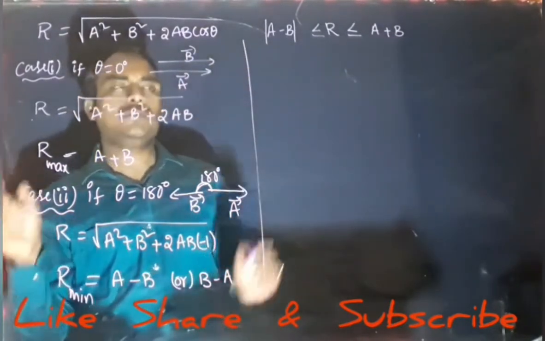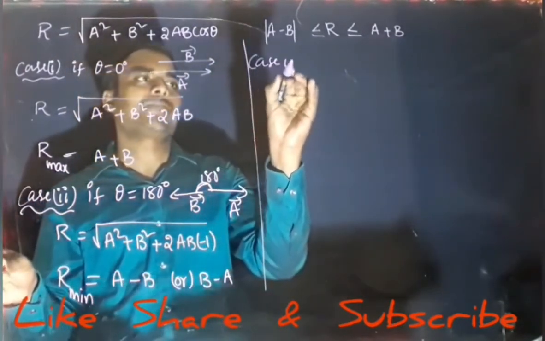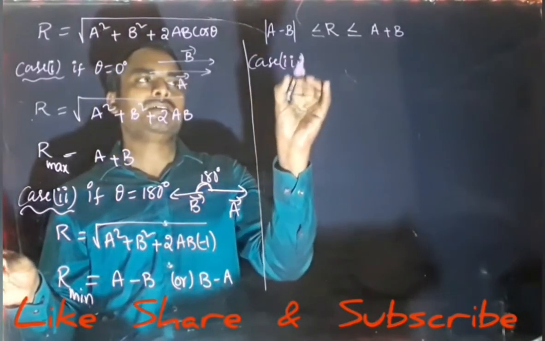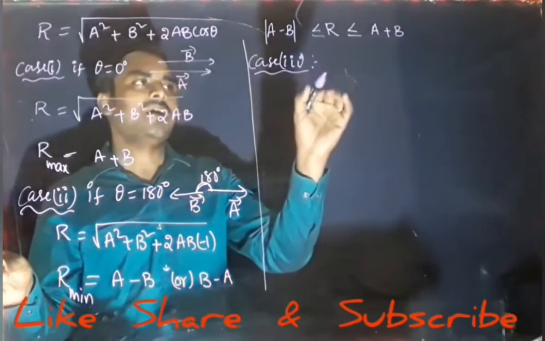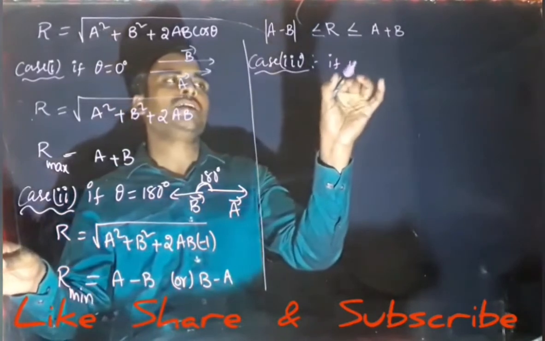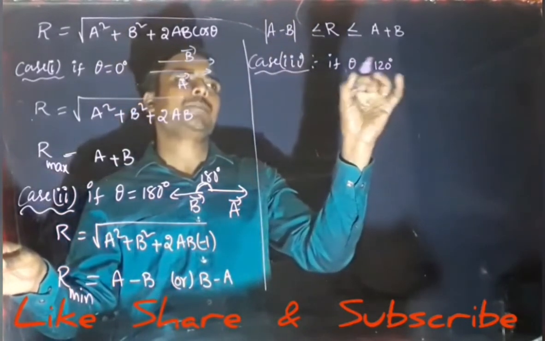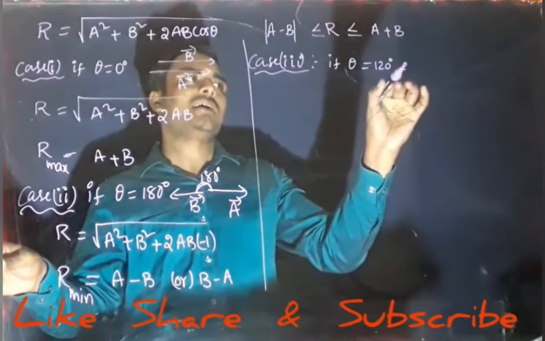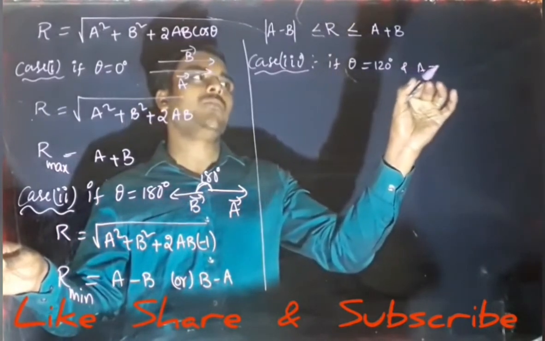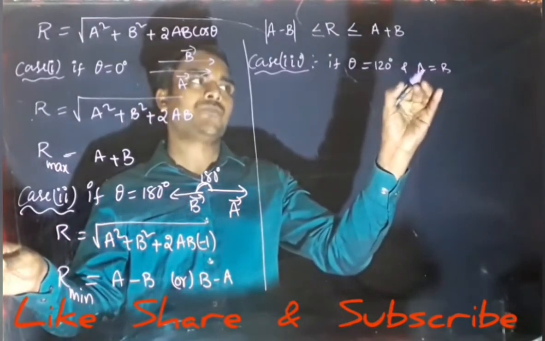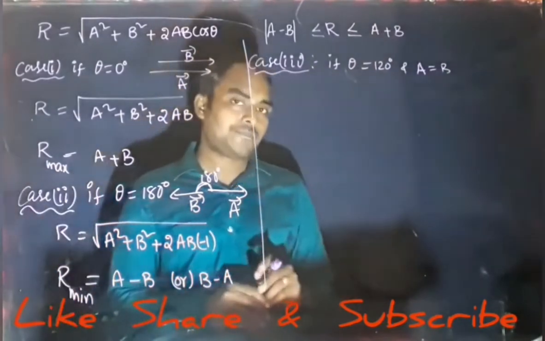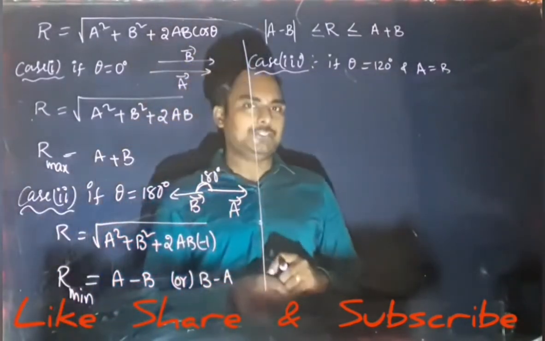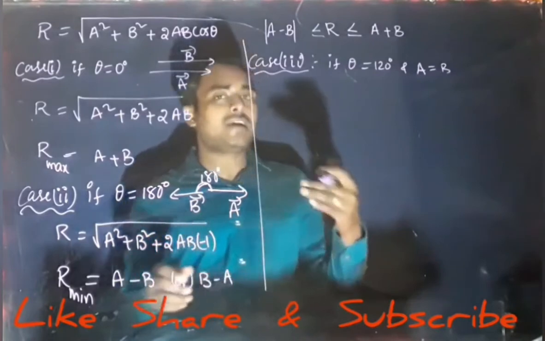Next, another case, let us do case 3. This is an important case if you remember. If theta is 120 degrees and A and B are both equal in magnitude. They are not equal vectors, they are equal in magnitude. So let us find the resultant.